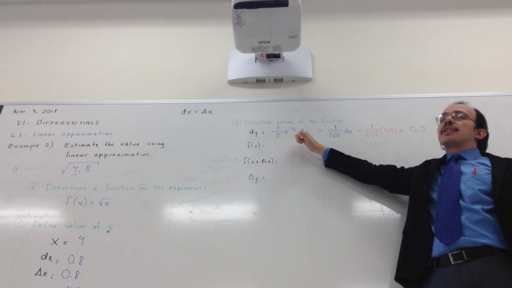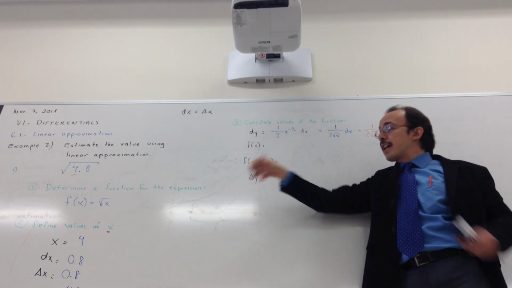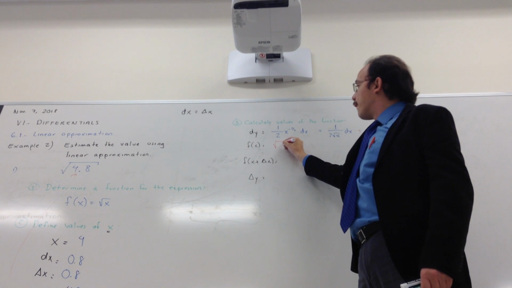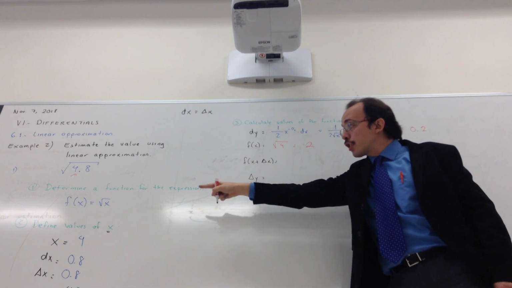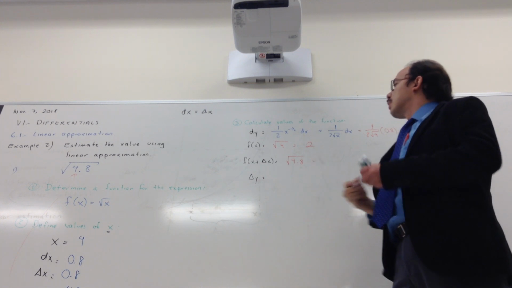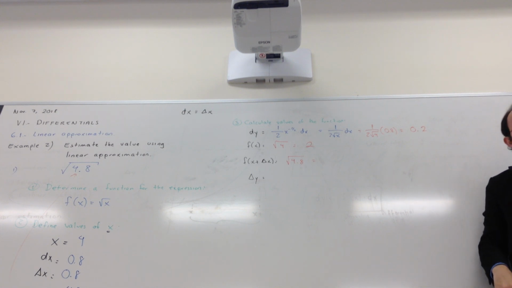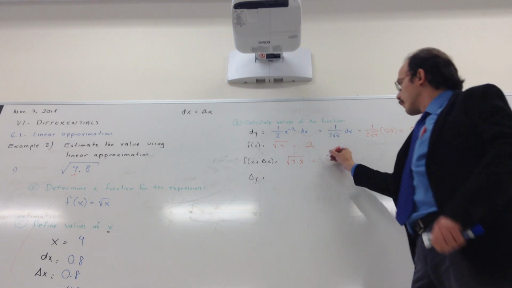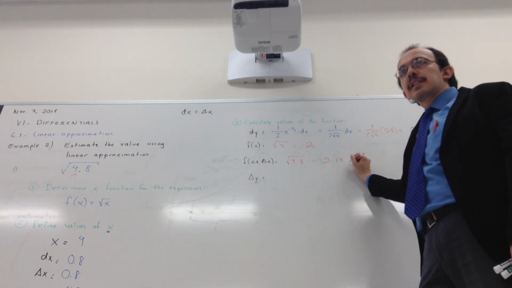f of x is the function evaluated with the value of x, which is the square root of 4, equal to 2. f of x plus delta x is the function evaluated with x plus delta x, so square root of 4.8 equal to what? Use the calculator. 2.19. Give me more decimals, please. 6 decimals. 0.8, 90.